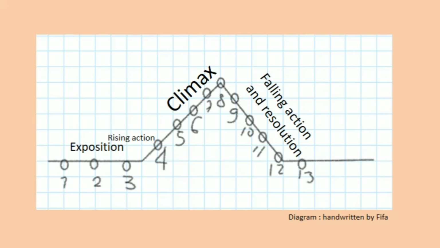The rising action starts from stanza number 4, and starting from stanza number 5 up to 8, they are included in the climax. The peak of the poem is stanza number 8. And then the diagram goes falling, starting from stanza number 9 and through the rest of them.